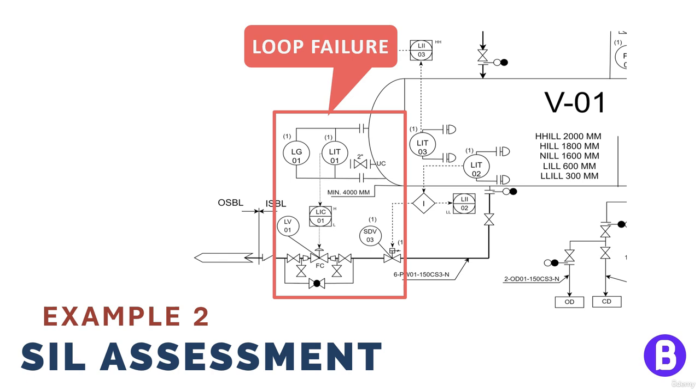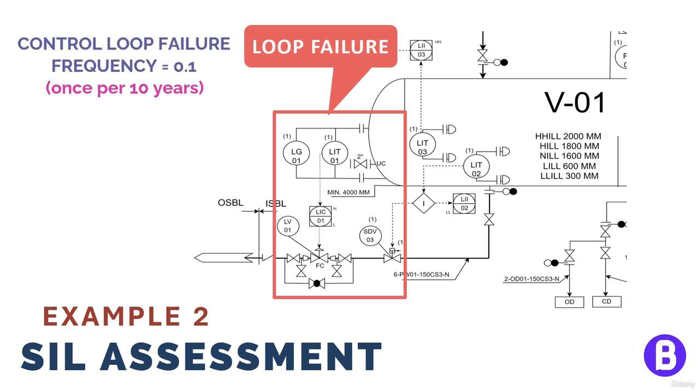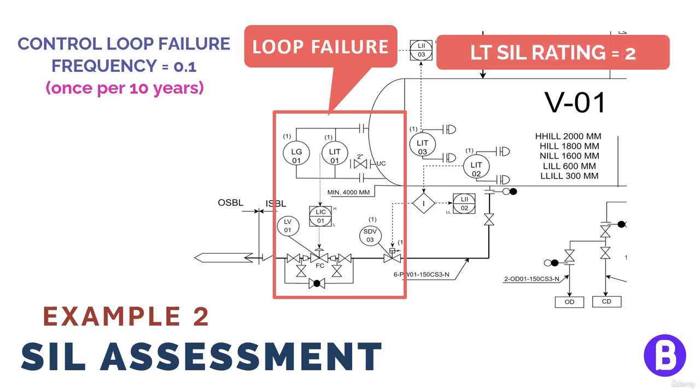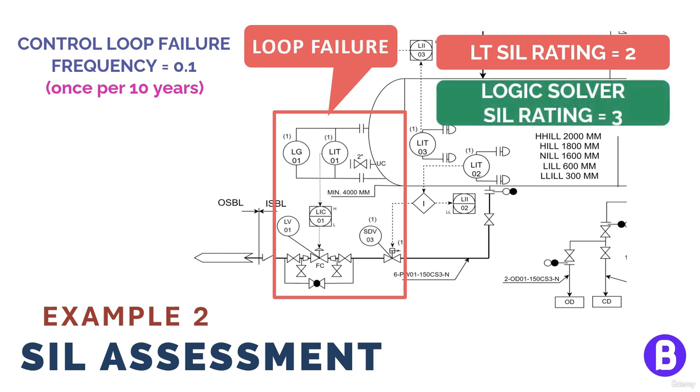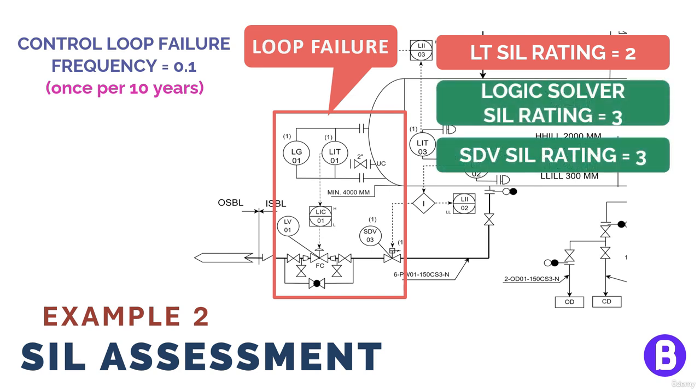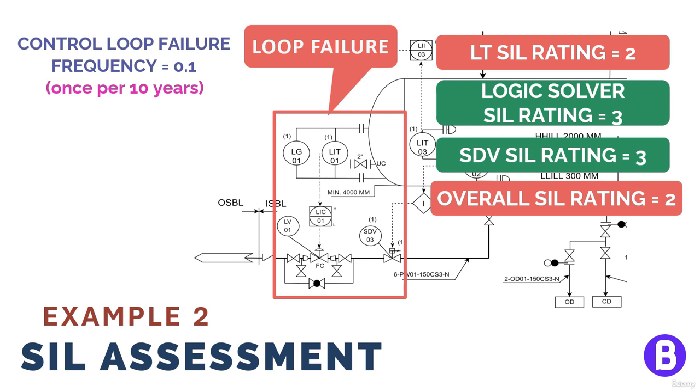So here, the frequency of the control loop shall be taken as once per 10 years, which is 0.1, same as the previous example. We are here having SIL 2 level shutdown, so this shall consider a level transmitter of SIL 2, logic solver of SIL 3, and shutdown valve of SIL 3. So the overall SIL rating here shall be the component with the lowest SIL rating, which is the transmitter that is having SIL 2 versus SIL 3 for the logic solver and the shutdown valve. So here the SIL rating shall be SIL 2 for the whole loop.